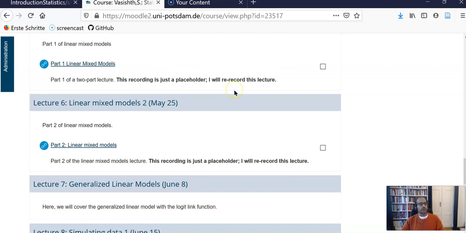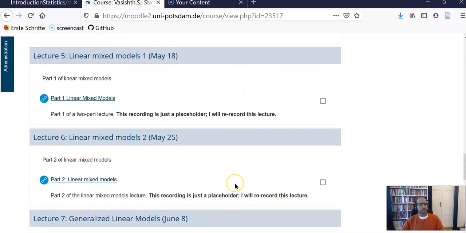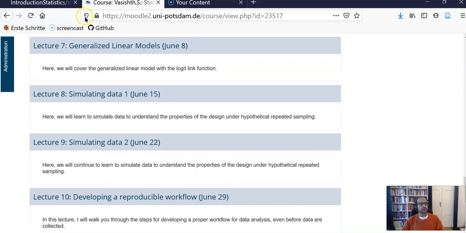Okay, so I will introduce linear mixed models in two lectures, and then I will introduce the generalized linear model, in particular the linear model with the logit link function, because this is a very commonly used framework. And I will also introduce the linear mixed model in this logit link function situation as well.